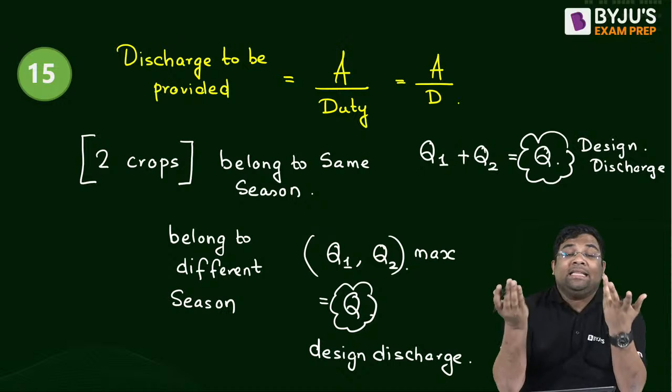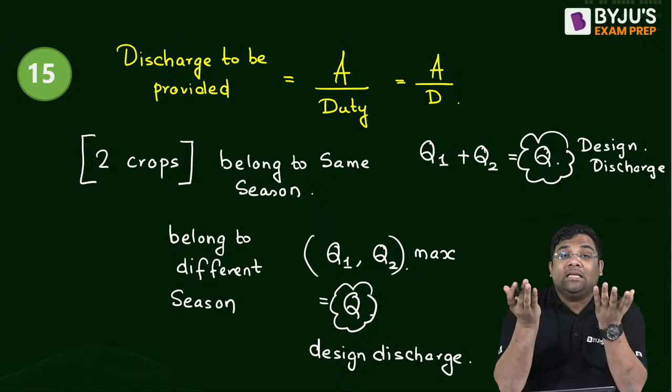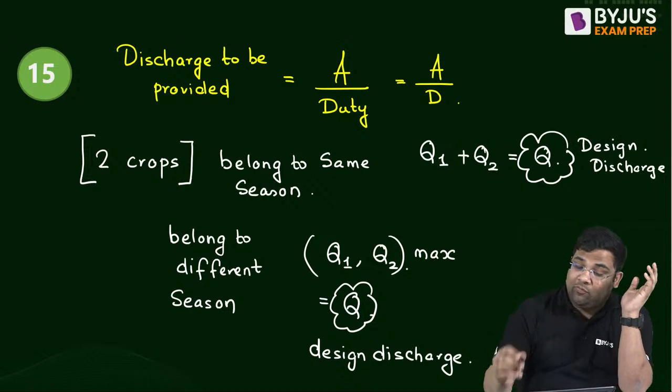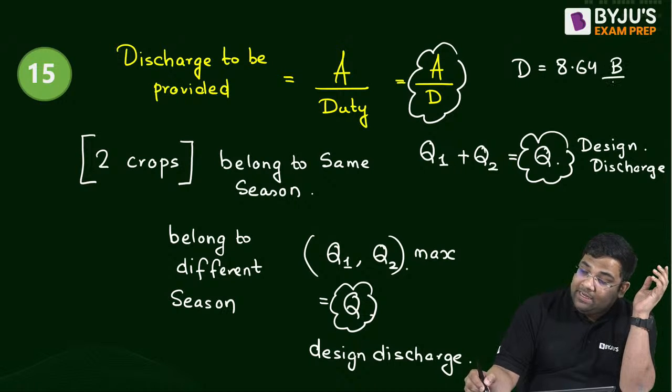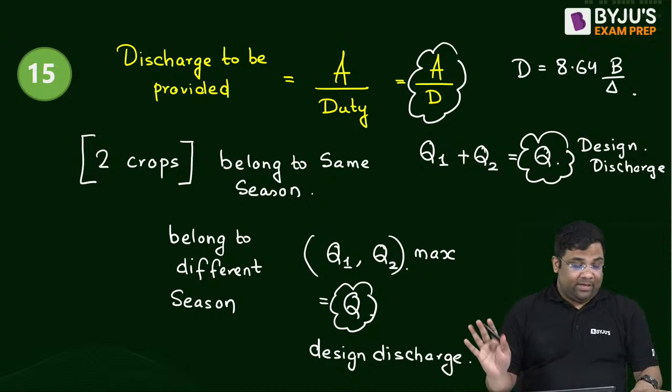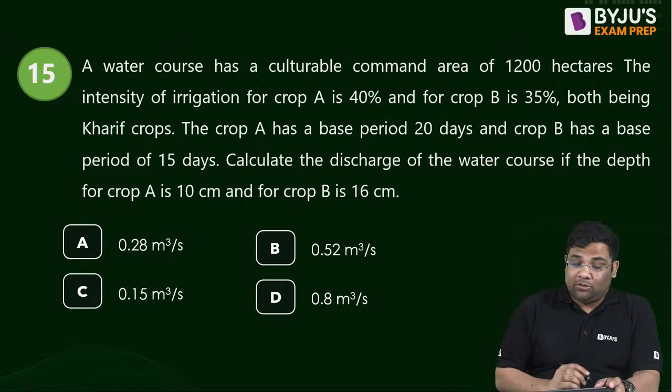So you have to see whether both crops belong to the same season or different seasons. And how to find out discharge? That is area by duty. And how to find out duty? We know this formula, 8.64 B by delta. Okay, very important. Now solve this question.